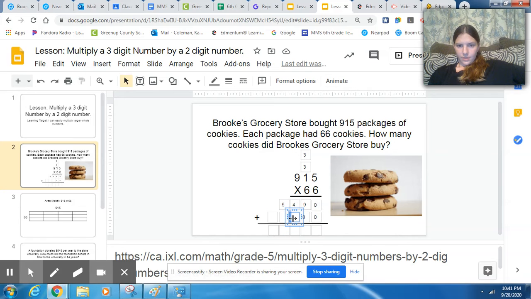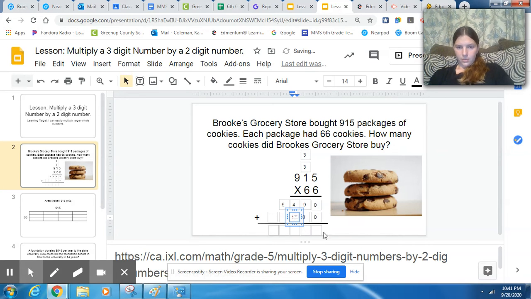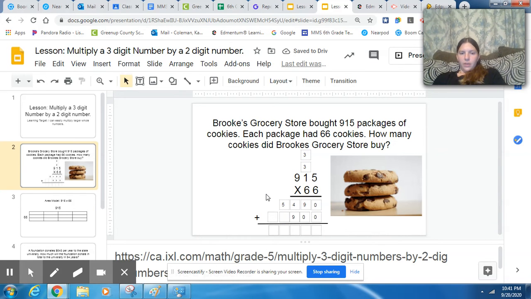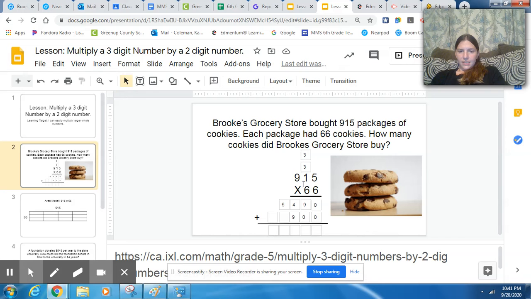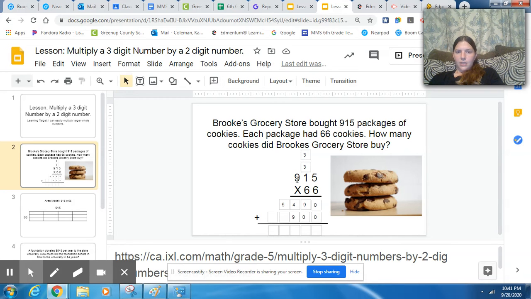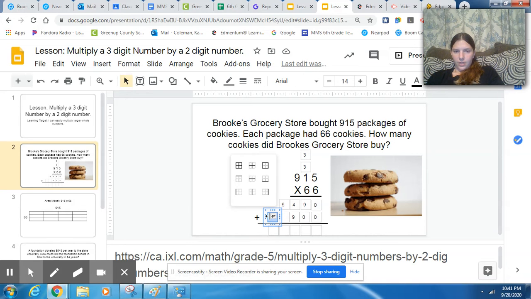I made these squares so small they're hard to get in. There we go. 9. Okay. Then I'm going to multiply my 6 times the next number to the left. 6 times 9, which is 54. I'm going to type 54 in there.